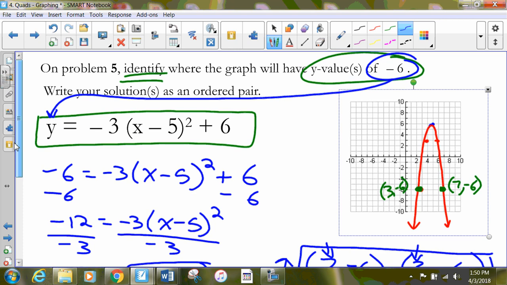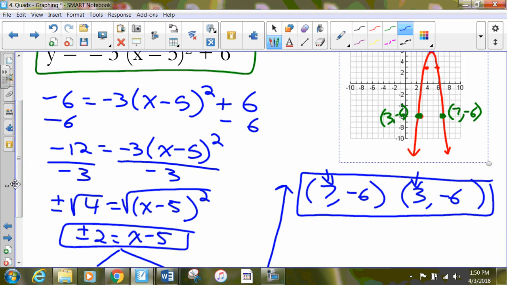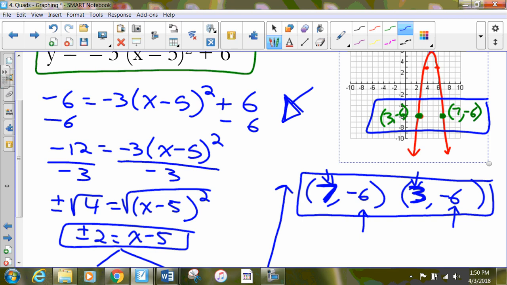But it says write your solution as an ordered pair. That just means we're going to take our two answers, 7 and 3, and we're going to put the -6 in the y's place. And that matches up beautifully with what we already knew. Those 2 points are there. Do you have to, because we're such good graphers, take the time and do this algebraically? Yes, yes you do. Because at some point we might face graphs that are not so easy to find the answer, and we'll have to know how to do this algebraically.